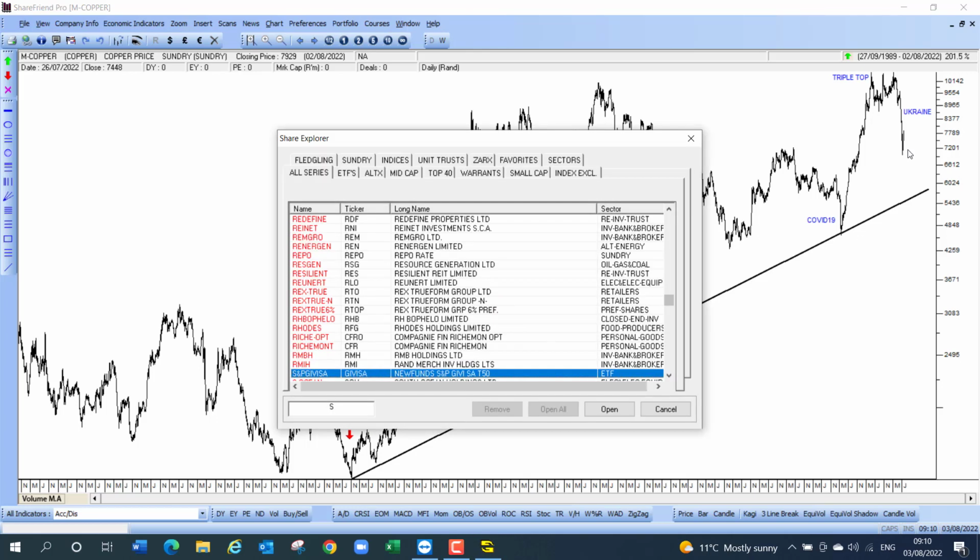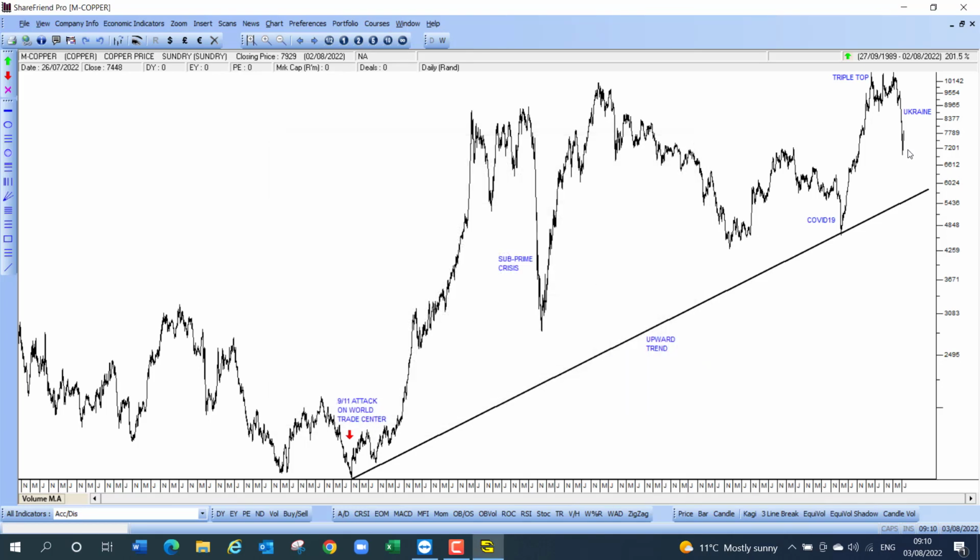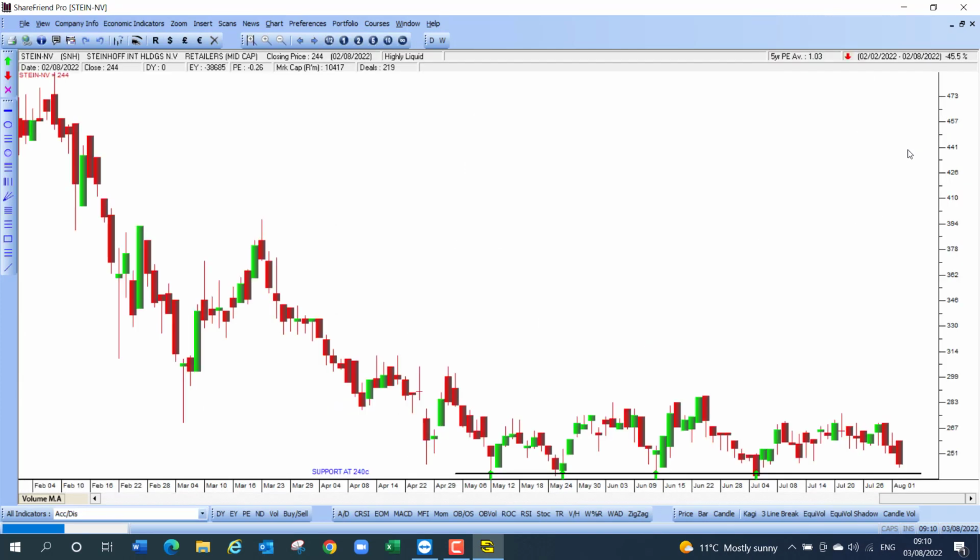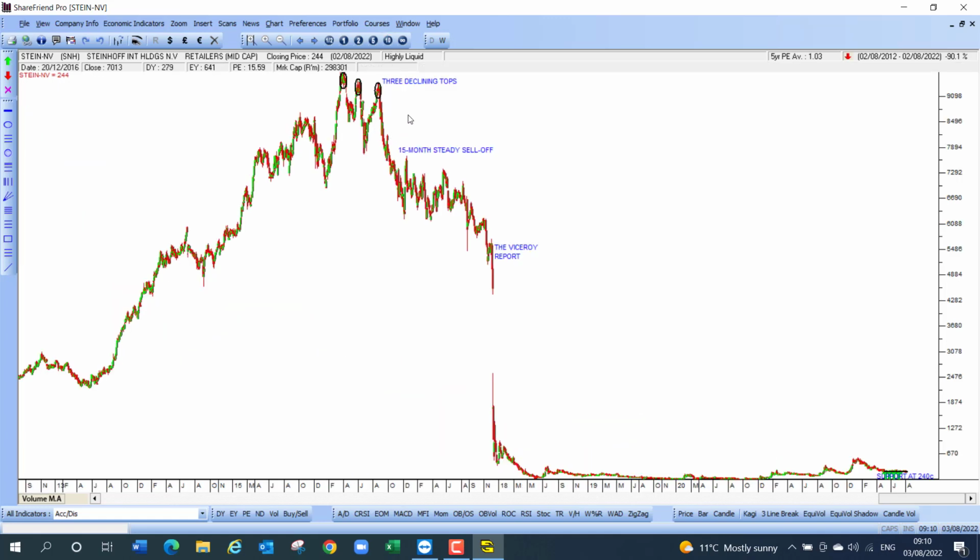Okay, let's turn our attention now to Steinhoff. We haven't really been a great fan of Steinhoff for quite a long time. What we noticed with Steinhoff over here, this is a 10-year chart that you're looking at, you can see this descending triple top in Steinhoff that occurred in 2016. And then the market fell off, held for a while, and then collapsed.